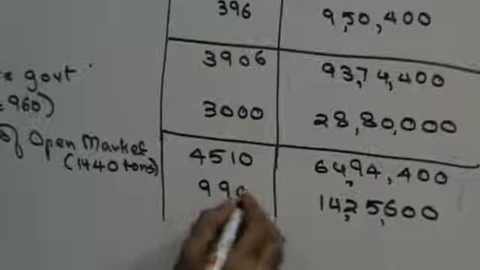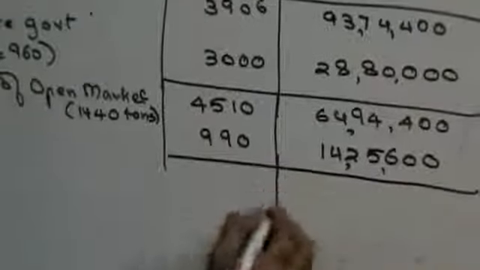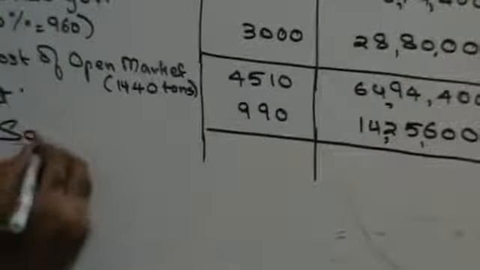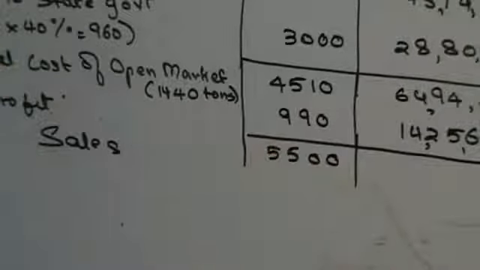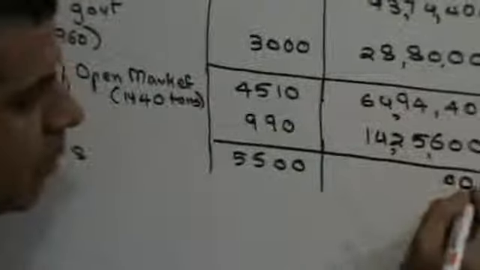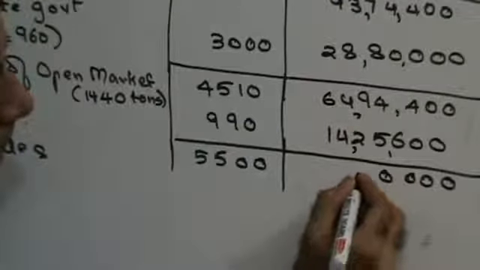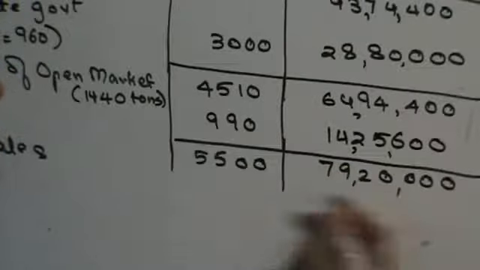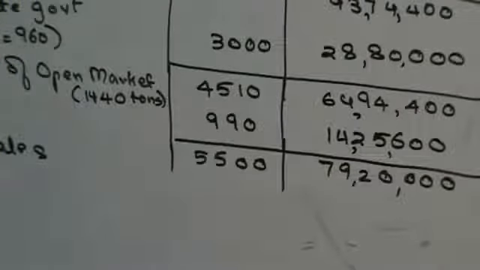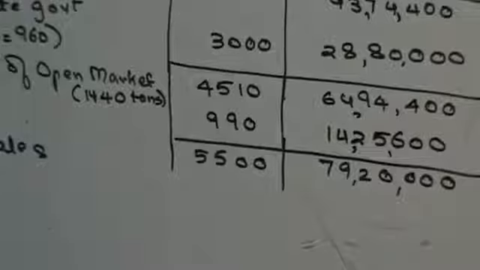990. So my sales in the market, someone please add and tell me how much will be the sales. 5,500 rupees per ton, and someone add that also. Let's just say 79 lakh 20,000. Right? This finishes this sum. We'll stop this here for the day. Thank you very much.